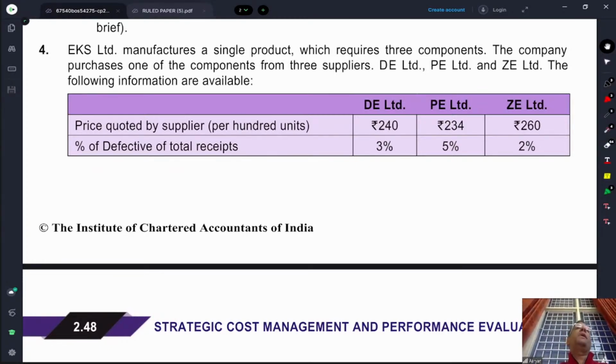Because it's an important topic. Although it's a calculation topic, it requires application part while solving the numerical questions.